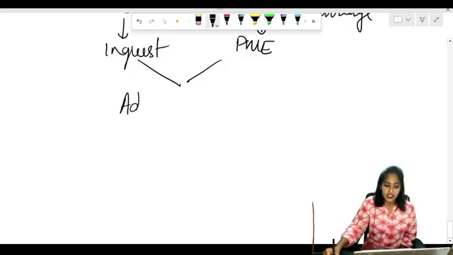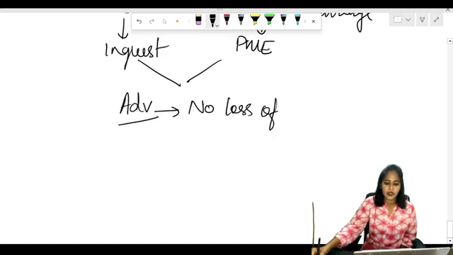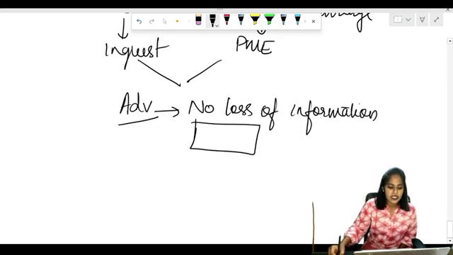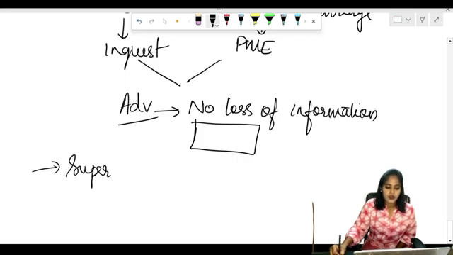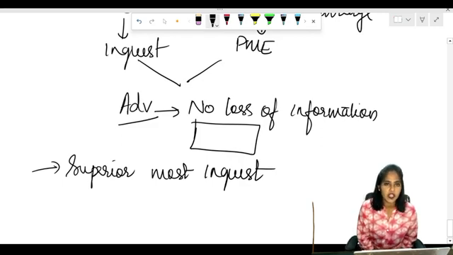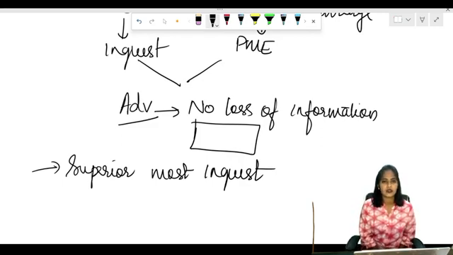The most advantageous thing of this inquest is there is no loss of information. Everything is saved in a box. So this is the superior-most inquest among the four which we discussed today. So this is about the types of inquest. This is more important when it comes to the UG long question, and also the police and magistrate inquest is a very important topic for your NEET questions.